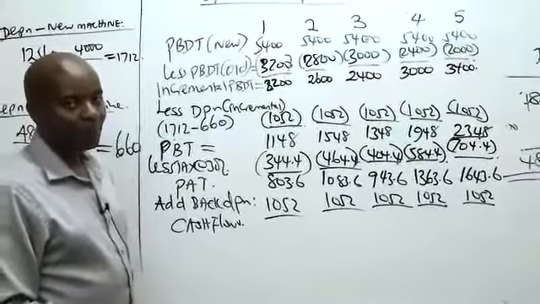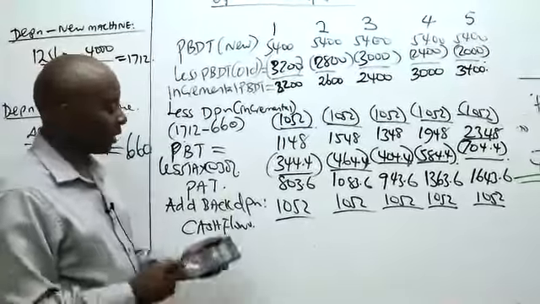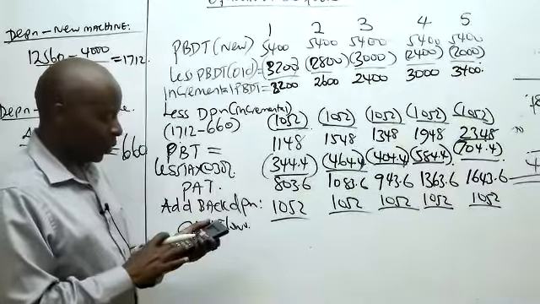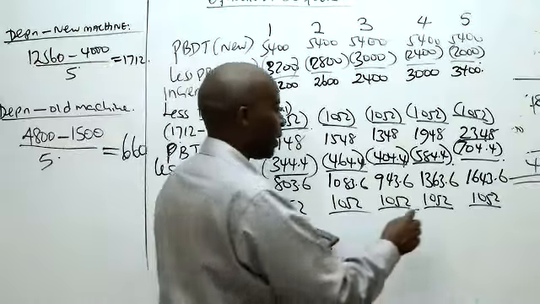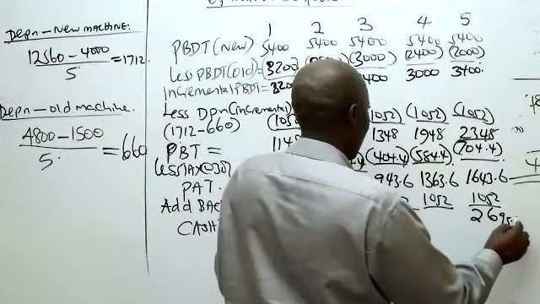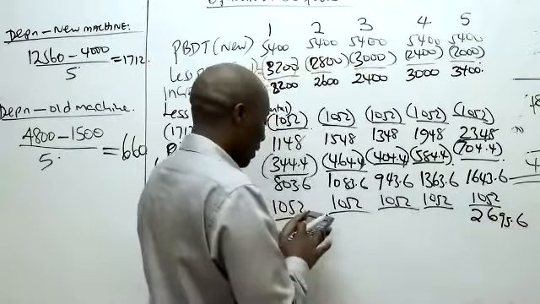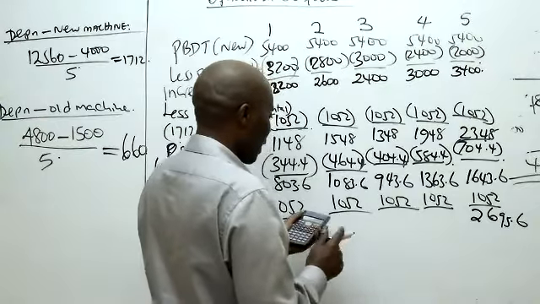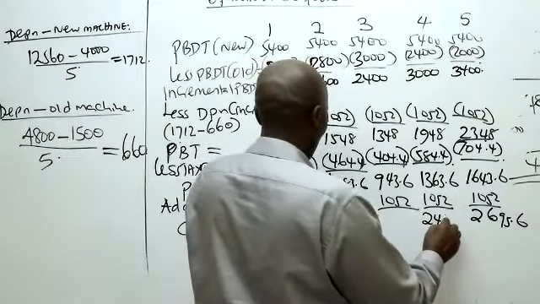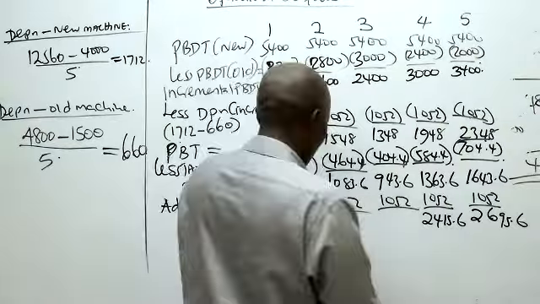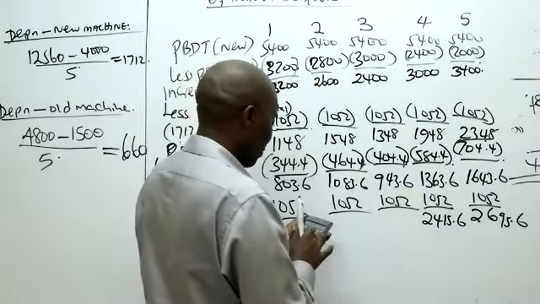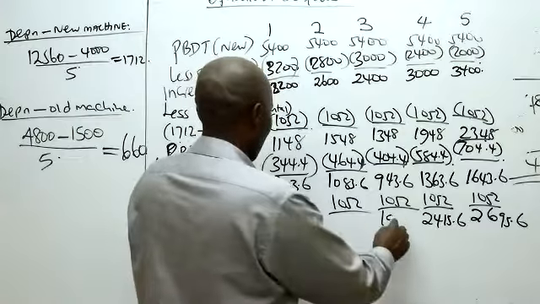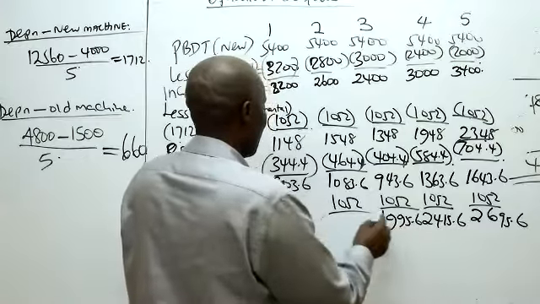Right. So we have there plus 1052. What figure am I able to get here? 2695.6. 1363.6 plus 1052 gives me 2415.6. Then we have 943.6 plus 1052, giving me 1995.6.